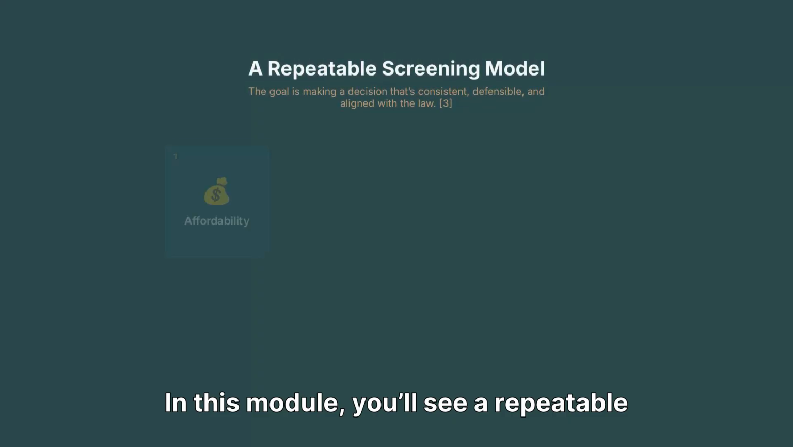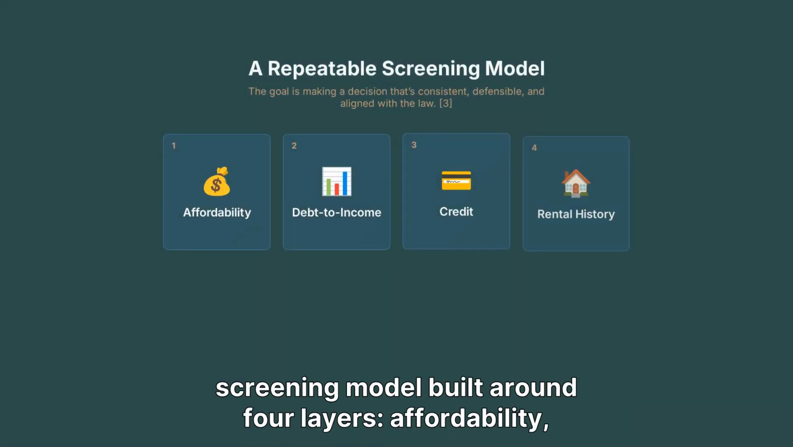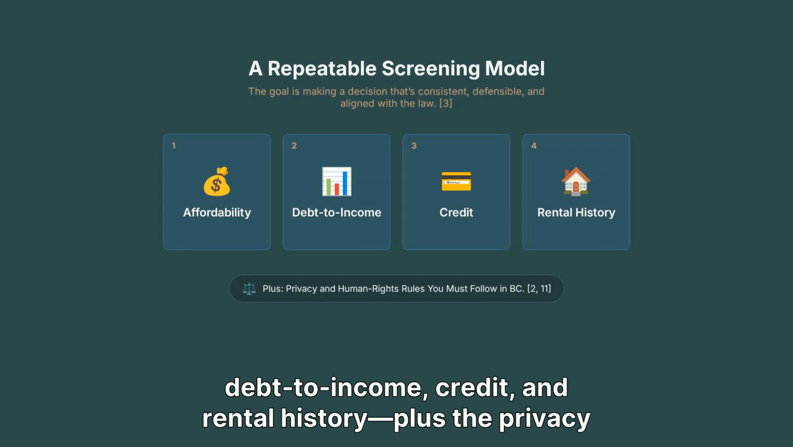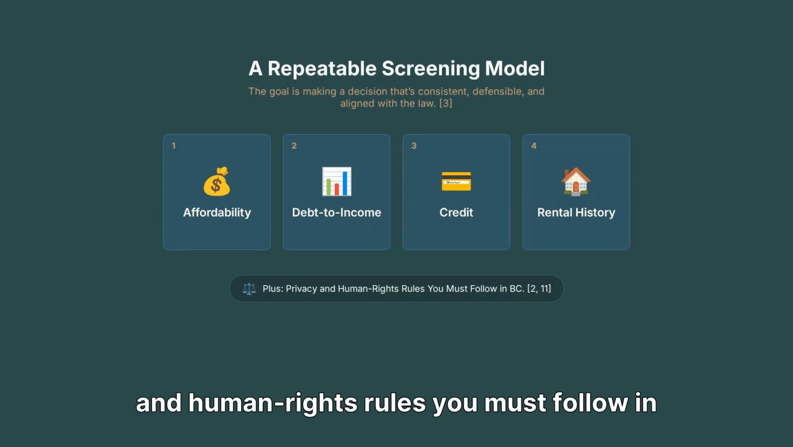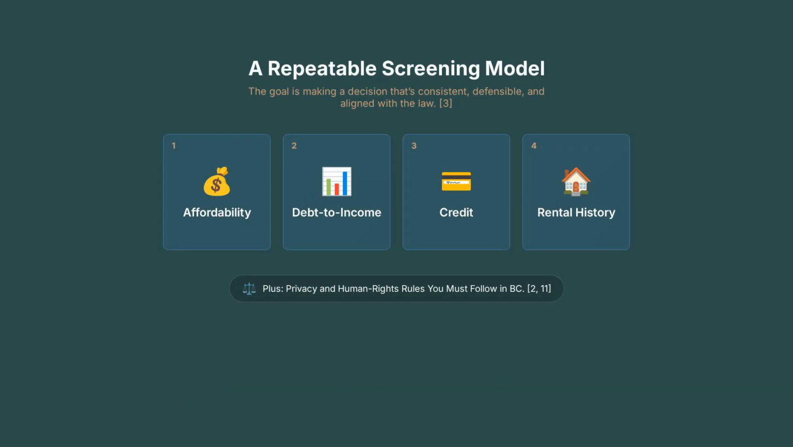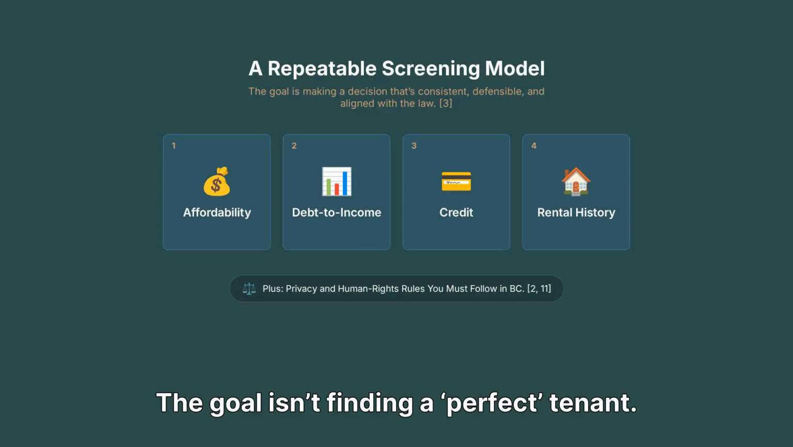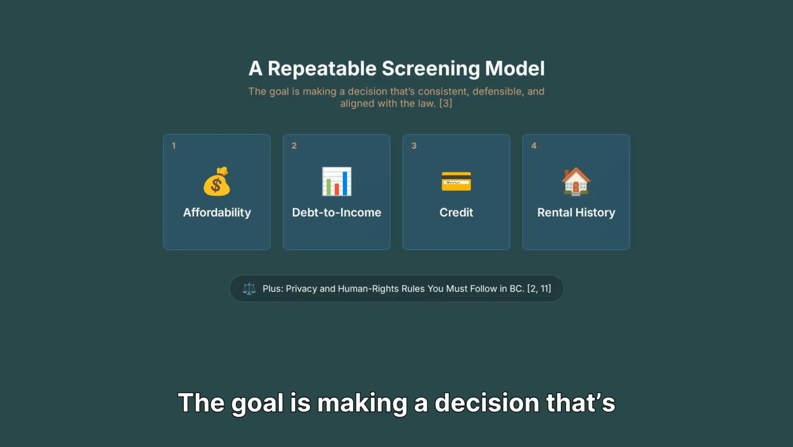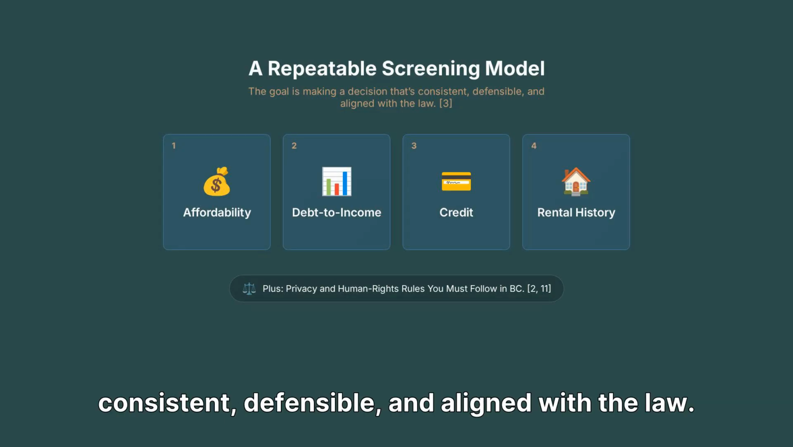In this module, you'll see a repeatable screening model built around 4 layers: affordability, debt to income, credit, and rental history, plus the privacy and human rights rules you must follow in BC. The goal isn't finding a perfect tenant. The goal is making a decision that's consistent, defensible, and aligned with the law.